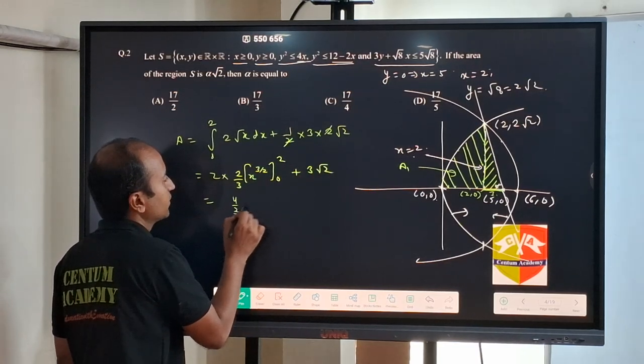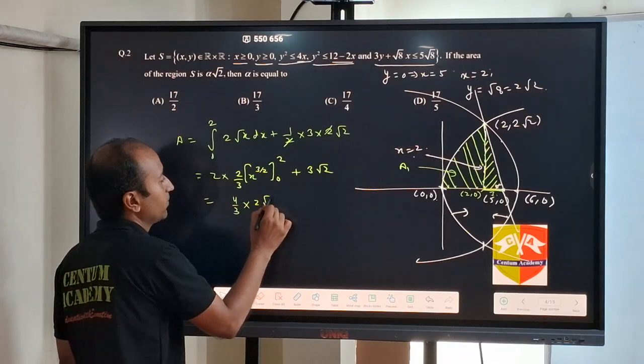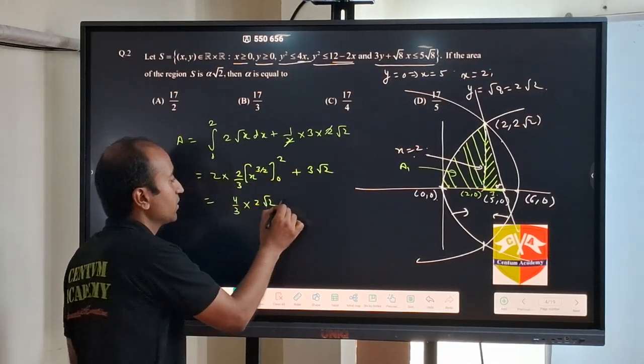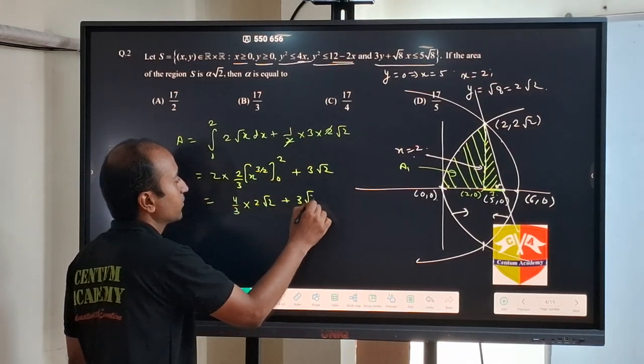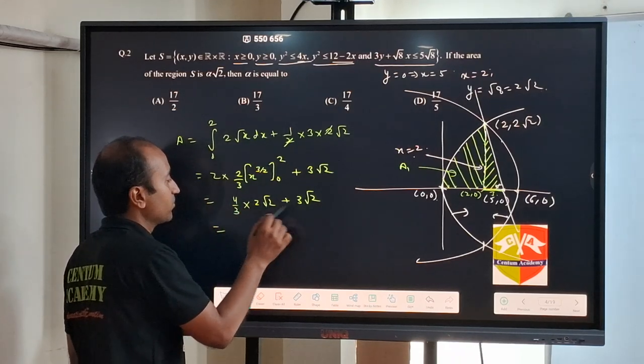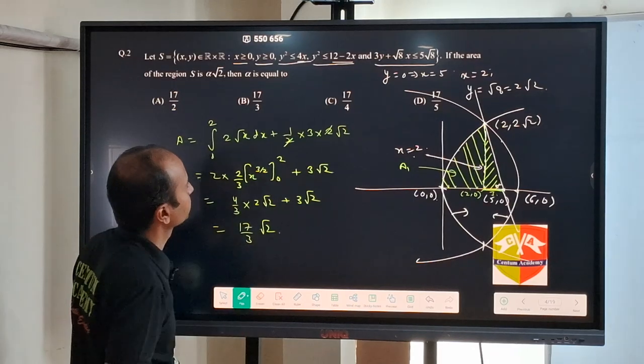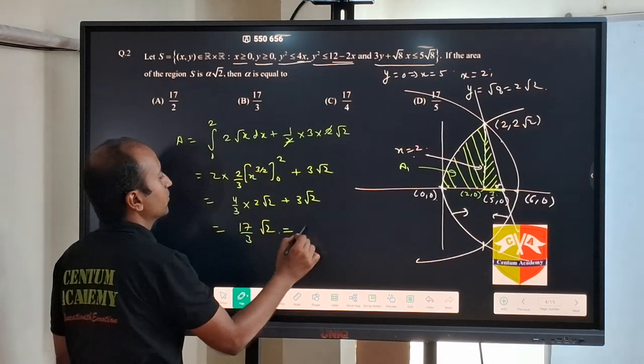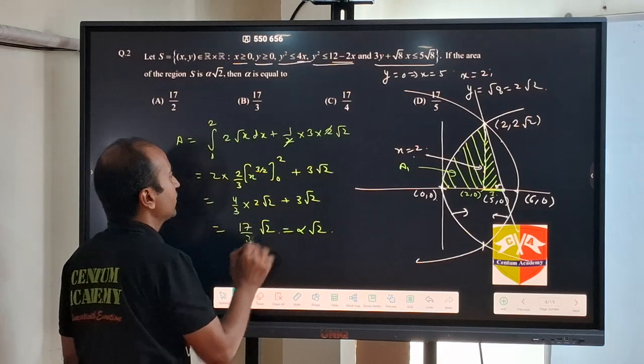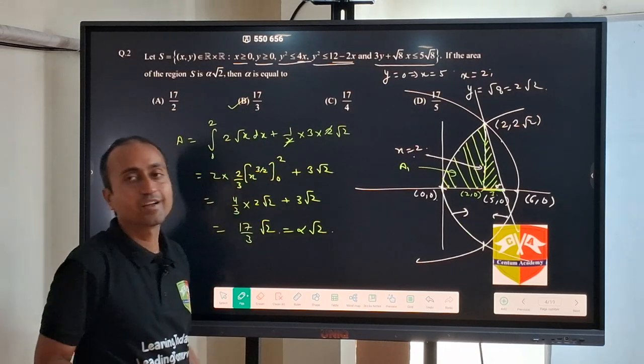This is 4 by 3 times, if I put x equals 2, it will become 2 root 2, and by putting 0, it will be 0. So nothing needs to be done with respect to that. This is 4 by 3 times 2 root 2, which is 8 by 3 root 2, plus 3 root 2, which gives 17 by 3 times root 2. Now, if they are equating it to alpha root 2, then clearly the value of alpha is 17 by 3, option number B.